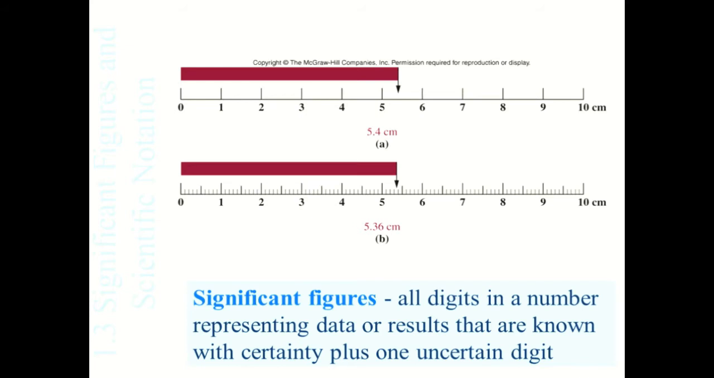So let's look at how you obtain a significant digit. Here is a ruler. Look at the top one. When I measure that line with that ruler, I have a certainty that the line goes past 5. There's no question about that. But the uncertainty is how far after 5 it passes. In this case, they chose to say it goes 0.4 after 5.